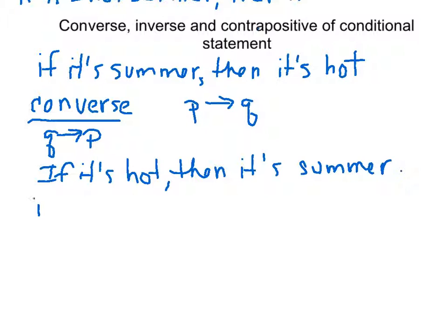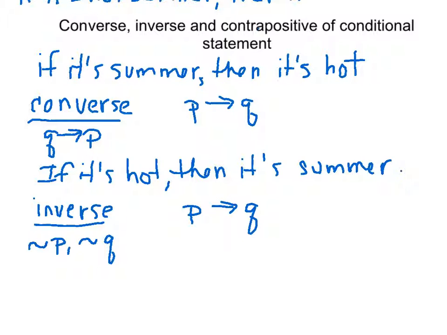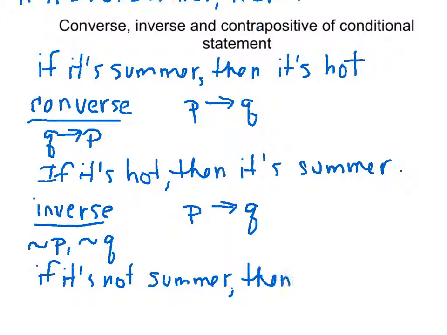The inverse, again, if we're told that the original statement is if P then Q, our inverse is the negation of it. If not P, then not Q. So our sentence would now be if it's not summer, which I've already written down. If it's not summer, then it's not hot. So that's officially called the inverse.